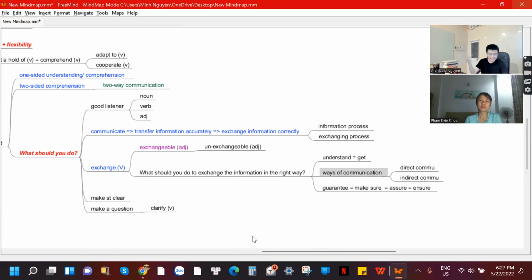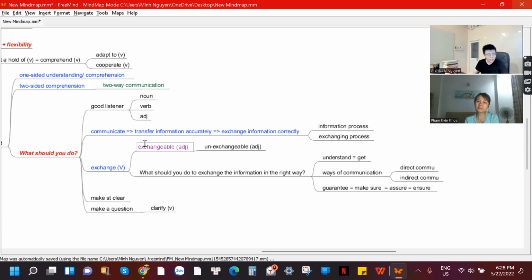So right here, ways of communication are exchangeable. It means today I perform direct meetings, and tomorrow I am still able to perform indirect meetings. Or today you buy a course, and tomorrow I can give you another course because this course is not suitable for you. It's too basic, for example. So you can say that the courses or the programs here are exchangeable. If you don't want it, you can change to another program.